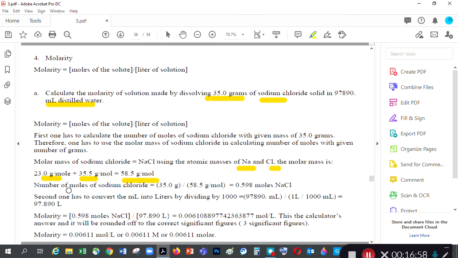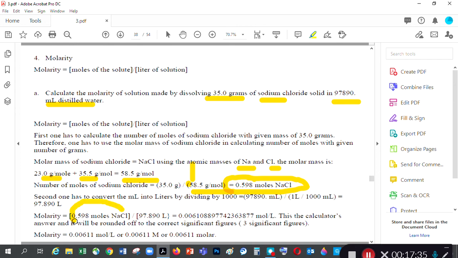Now we calculate the number of moles of sodium chloride. We take the 35.0 grams, here it is, and we have to divide it by the molar mass. And the answer is the number of moles. Now we have the volume in milliliters, so we have to convert this milliliters into liters by dividing by 1,000. Correct. So dividing this by 1,000, we get our liters.